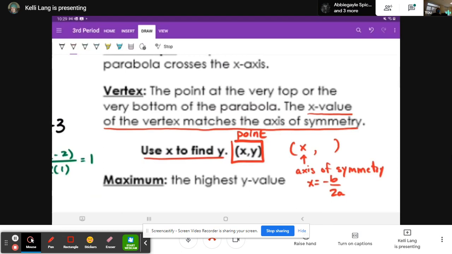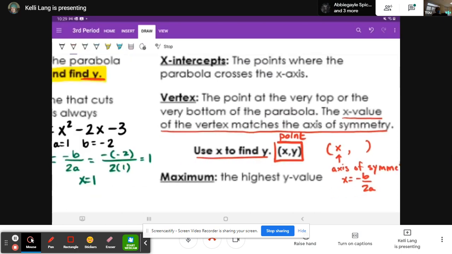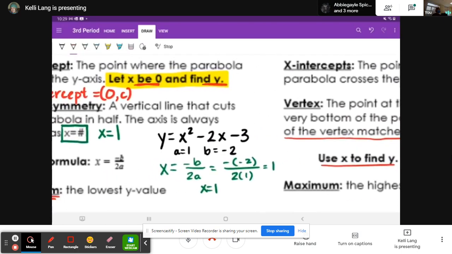Then it says the x value of the vertex matches the axis of symmetry. Okay, we're getting somewhere. What did we just talk about with the axis of symmetry? Nevaeh helped us find it. What did we have? A formula. The formula of the axis of symmetry gives us the x value of the axis of symmetry. Remember, the x value of the vertex is the same as the x value of the axis of symmetry. So this formula helps us find x for both of those situations.